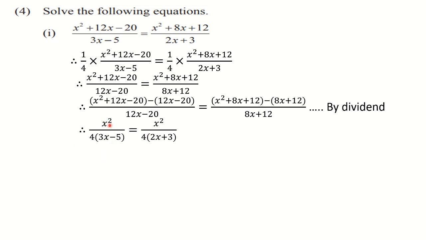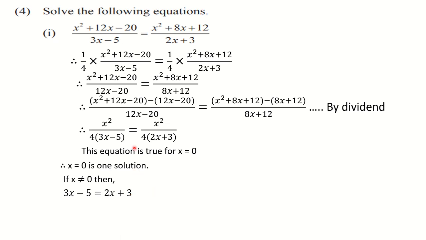So here x square is present in the numerator. If I take the value of x as 0, then the equation is true. That means left hand side is equal to right hand side, and therefore x is equal to 0 is one solution. But if x is not equal to 0, then we can cancel this x square from both sides. 4 also is cancelled from both sides. So we can compare these two terms as 3x minus 5 upon 2x plus 3. And after solving this, we get the value of x as 8. Therefore, this particular equation has two solutions: x is equal to 0 or x is equal to 8.